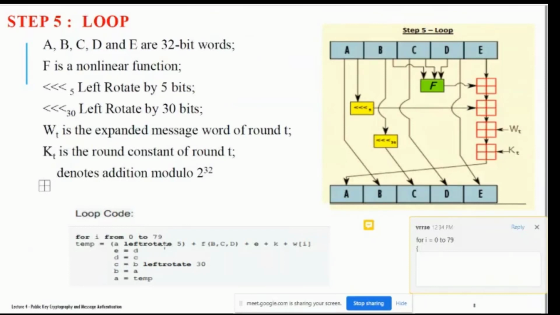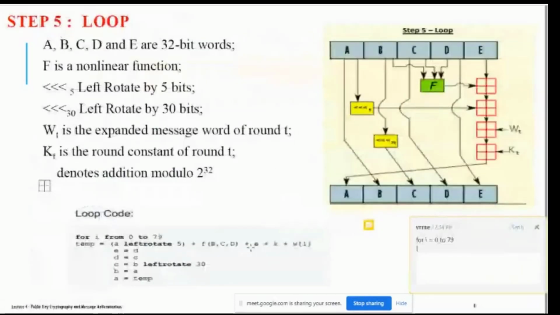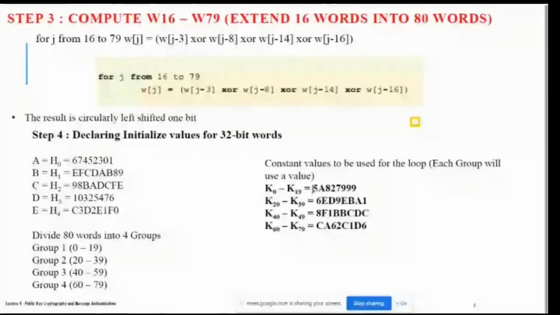Then the next one is a function called F. F is a function, and it is going to be an exclusive OR operation. So inside the F function, I'm going to send B, C, D. Then plus I'm taking E, which is also available with us. Then plus I'm taking K. K is also already available, from the first round to the 19th round.